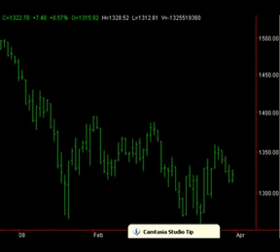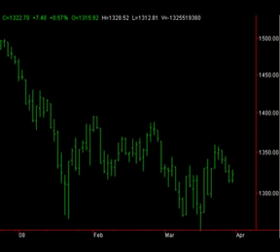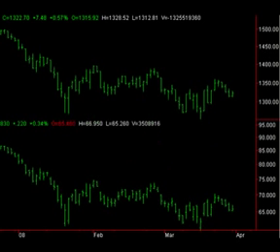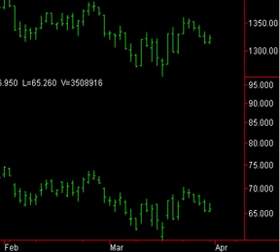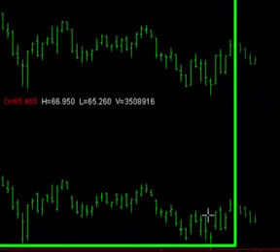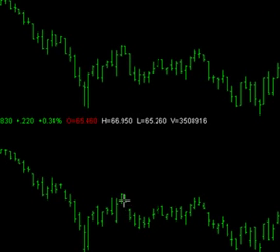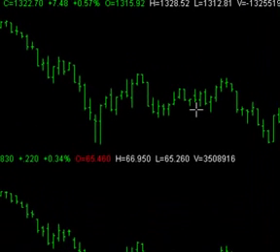This is a screenshot of the S&P 500. The SSO is an ETF that exactly mirrors the S&P 500. Here you can see I've plotted the SSO below a screenshot of the S&P 500, and you can see how closely it mirrors the S&P 500.